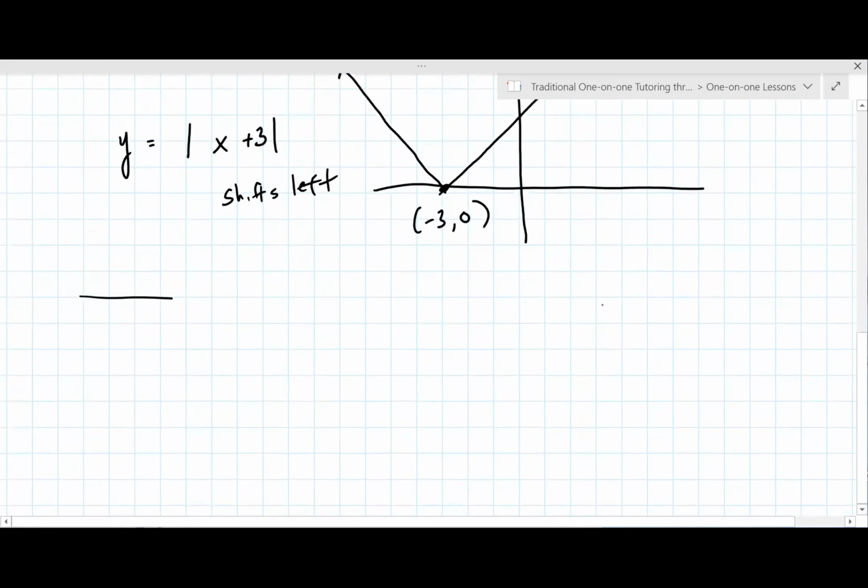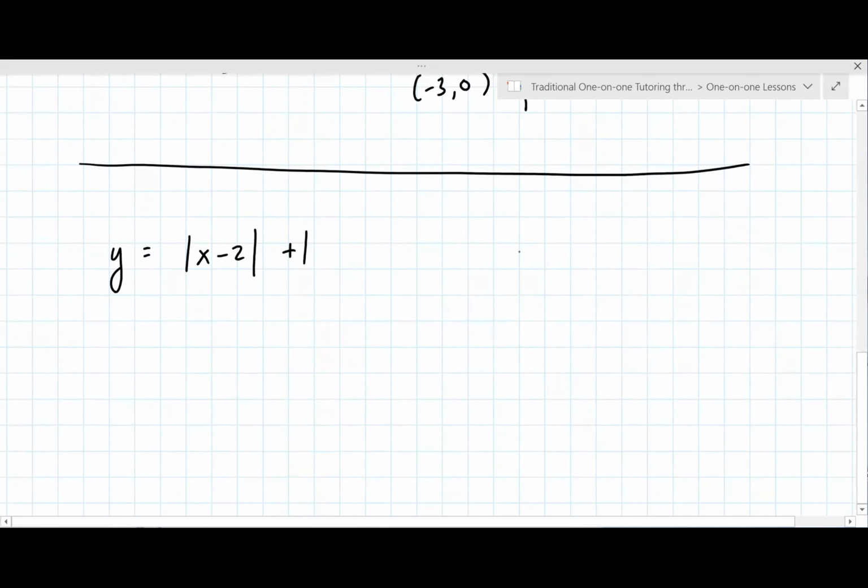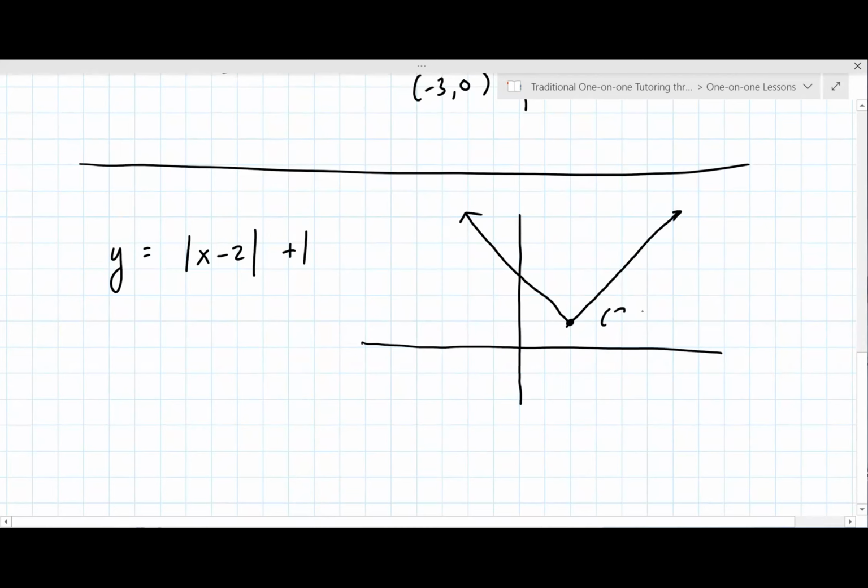So let's say it's y equals absolute value x minus 2 plus 1. So here is the new vertex. The vertex is right 2, but now up 1. Why did the vertex go up 1 this time? What caused it to go up 1?